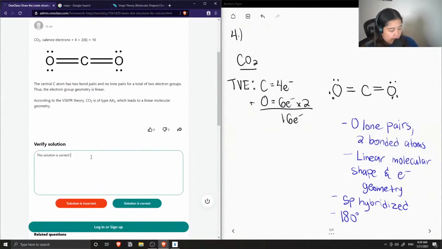I'll also mention that the carbon is sp hybridized, and the bond angles are 180.